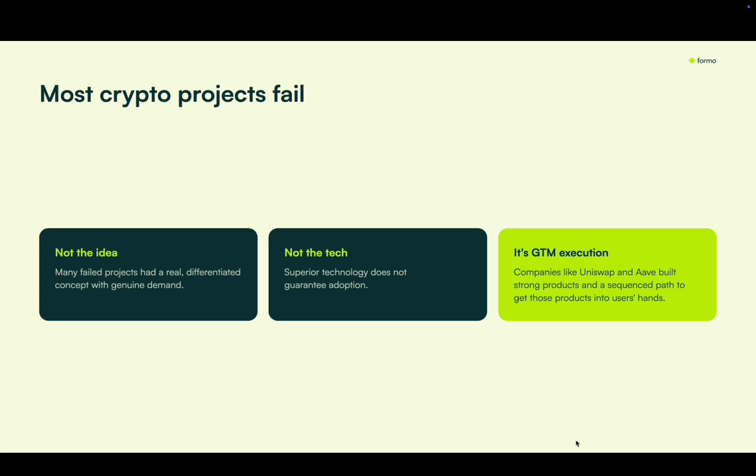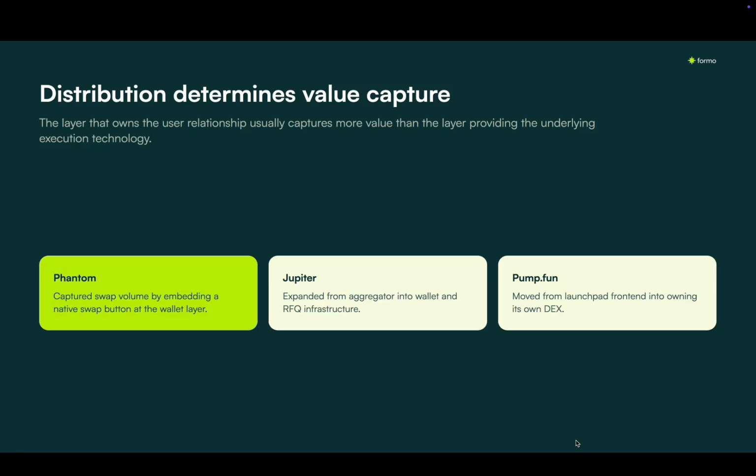Many crypto projects fail with a real, differentiated concept and genuine demand. Superior technology alone does not guarantee adoption. GTM execution determines how effectively a product reaches users and turns that demand into sustained adoption. Uniswap and Aave are useful examples. Both built strong products and developed a sequenced path to get those products into users' hands.